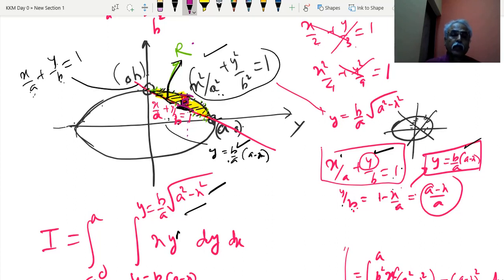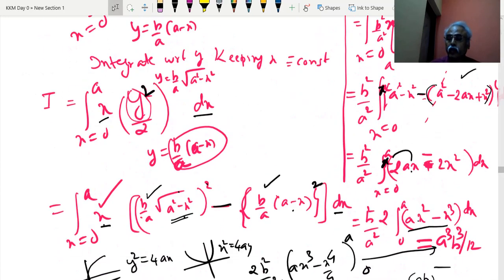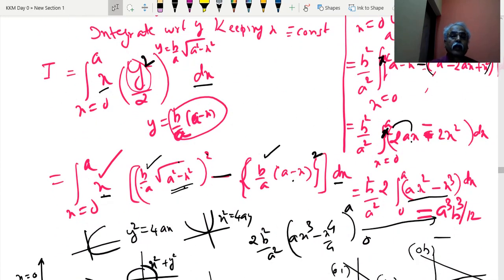The line is x by a plus y by b equal to 1, or y equal to b by a into a minus x, after simplification. Similarly, the ellipse is this, and from this you can find y, which becomes this part. Now when you move this strip from the lower point, x equal to 0, to x equal to a, that becomes the limit for x: 0 to a. The remaining part is integration. Again, as usual, we are doing upper limit minus lower limit.